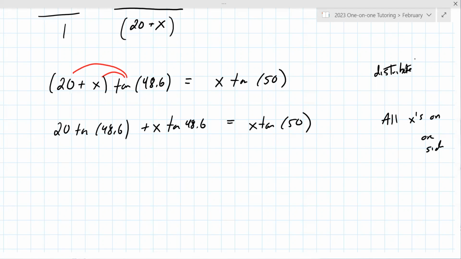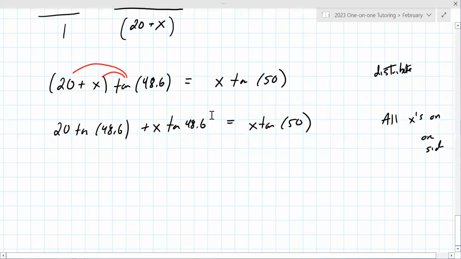So we really want to get all the x's on one side. You could say, well, hey Matthew, why don't I move the x tangent 50 left? That's fine, but then you have to move this number to the right. Why not just move the variable to the right so that they're both on the right? And that is the preferred path here.